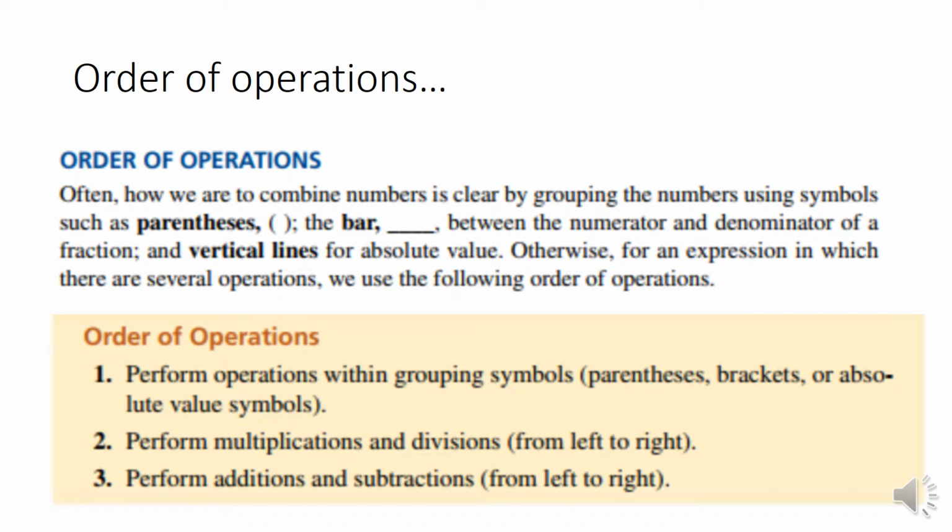There are well-defined and universal rules for the order of operation, and here's an initial list. Certainly we do parentheses first. Bars give numerators and denominators, which may be done independently before combining, and vertical lines for absolute values, but the general rules are, we'll expand on these later. Perform operations within grouping symbols first, parentheses, brackets, or absolute values. Then perform multiplications and divisions, but from left to right as you run across them, and perform additions and subtractions left to right as you run across them again.